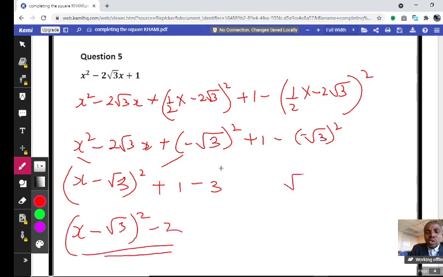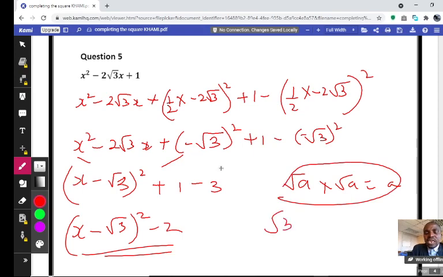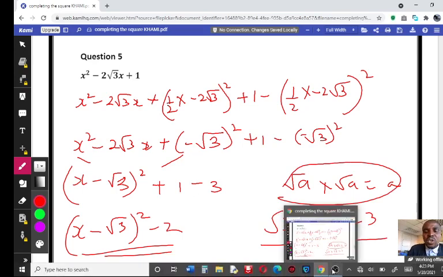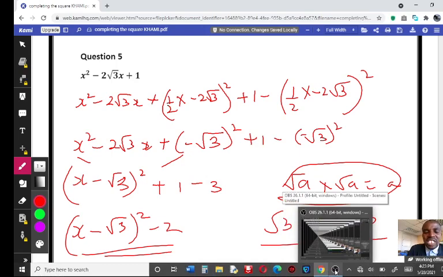Please take note. Root of a number times root of that number, a, is equals to a. So which means square root of 3 times square root of 3 is actually 3. Take note of this.